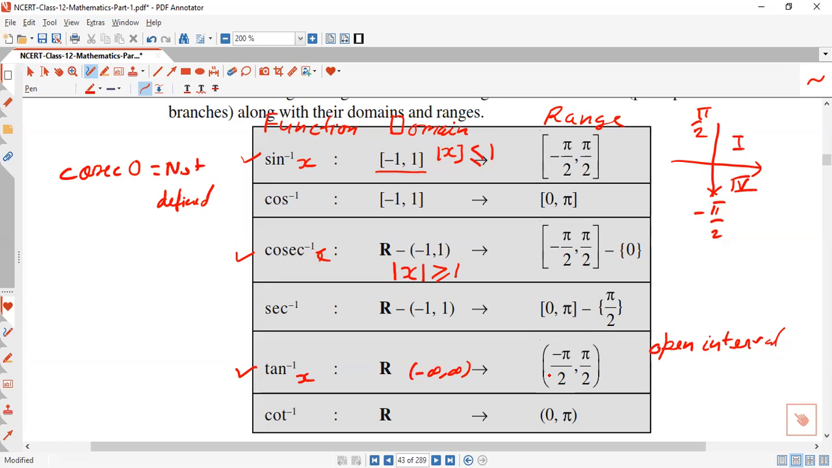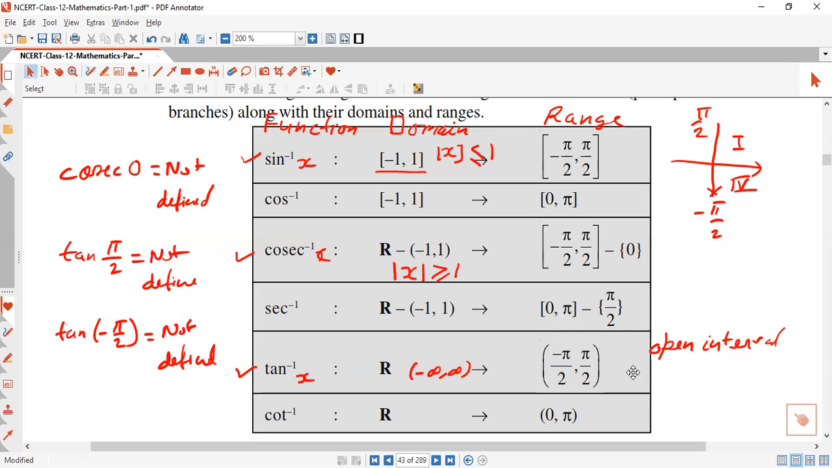And we see that tan pi by 2 is not defined. Similarly, tan of minus pi by 2 is also not defined. So these angles do not come in the range because the tan function is not defined at pi by 2 and minus pi by 2.